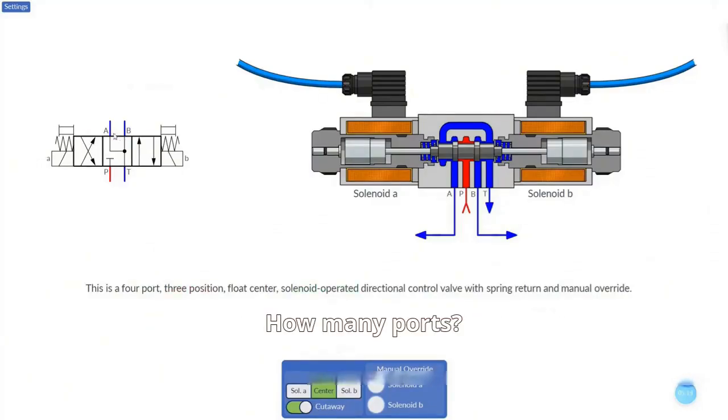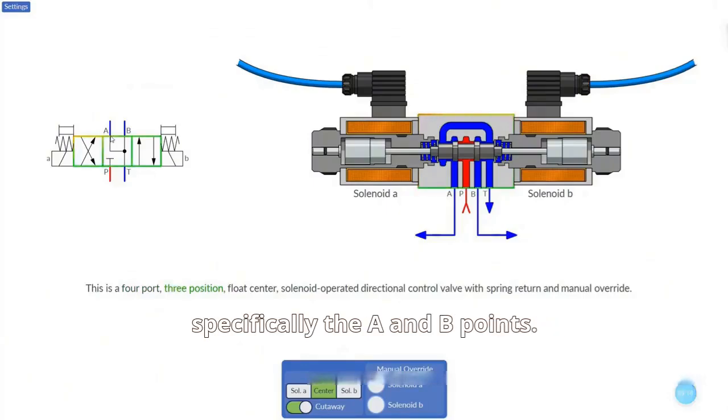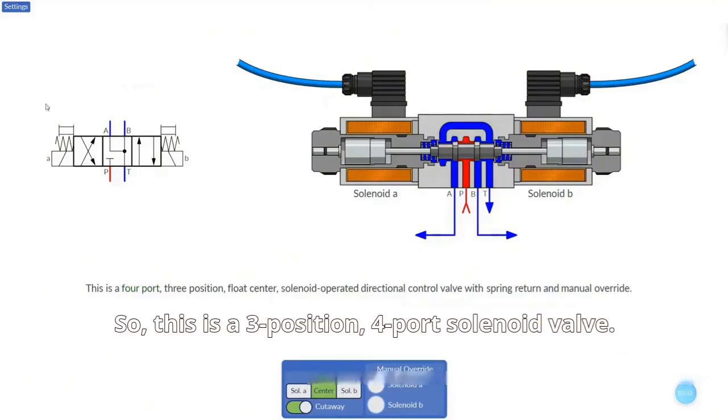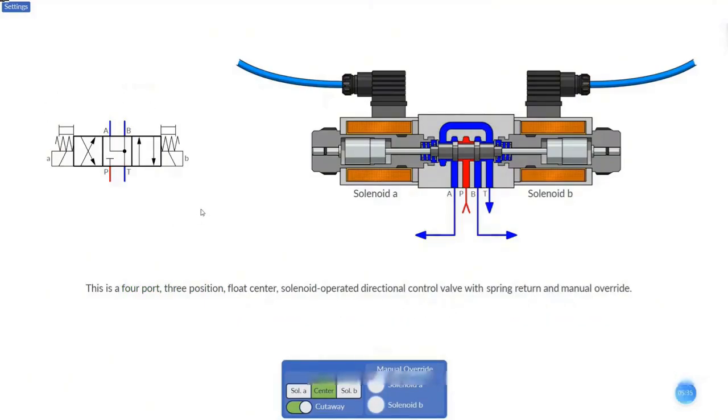How many ports? We look at the small squares above, specifically the A and B points, P point, T point. We call it 4 port. So this is a 3 position, 4 port solenoid valve. Next, let's see its components.